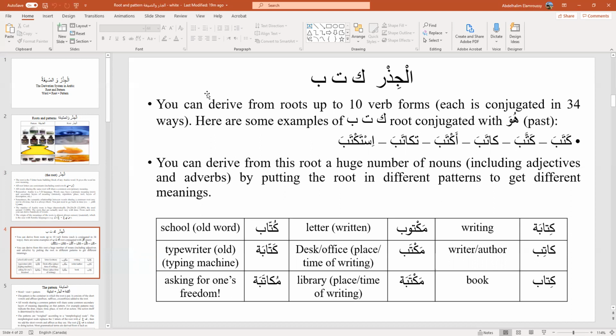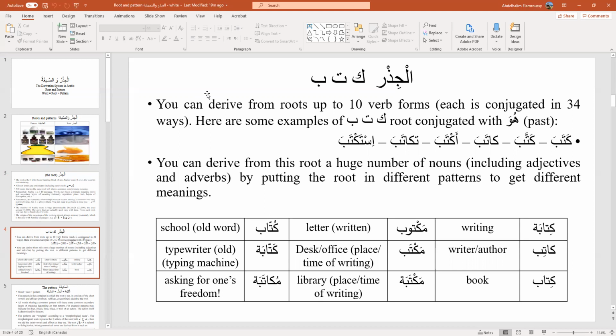And also, in addition to verbs, each of these verb forms can be conjugated in 34 ways with different pronouns and in 3 tenses in Arabic: past, present, and imperative. Only 6 pronouns in the imperative, the 6 pronouns of the second person you. And you can also derive from this same root a huge number of nouns, including adjectives and adverbs. As I mentioned, adjectives and adverbs are under the general umbrella of nouns.